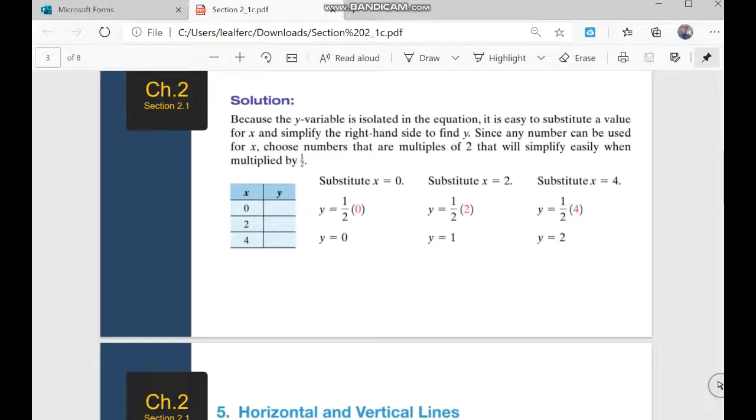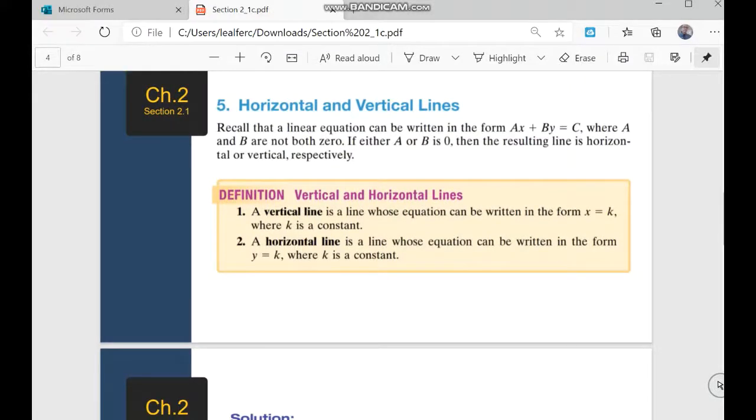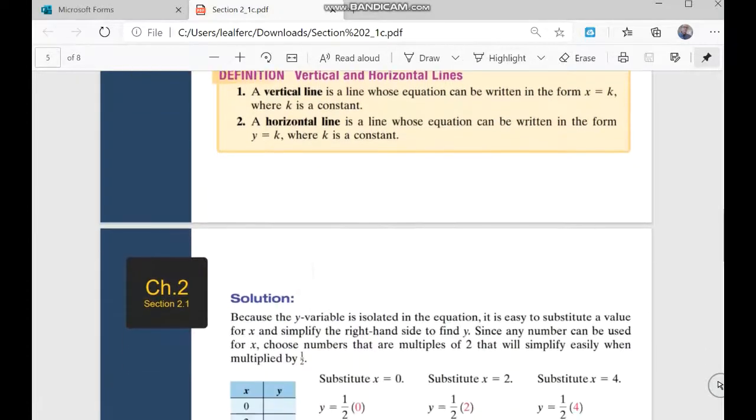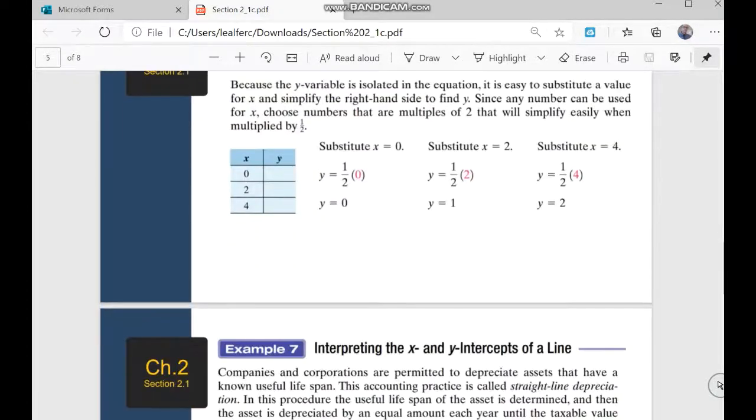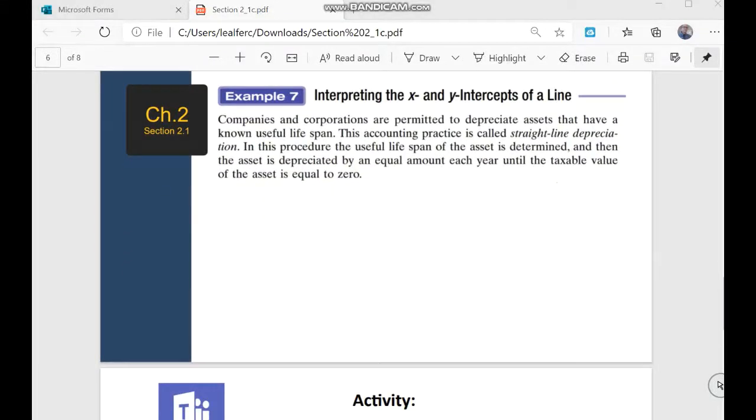This is the solution we have here in the PowerPoint. I'm going to talk about horizontal and vertical lines tomorrow, because it's kind of easy, and I want to have time today to work on the quiz. And actually, right now, let's talk about interpreting the x and y intercept of a line.